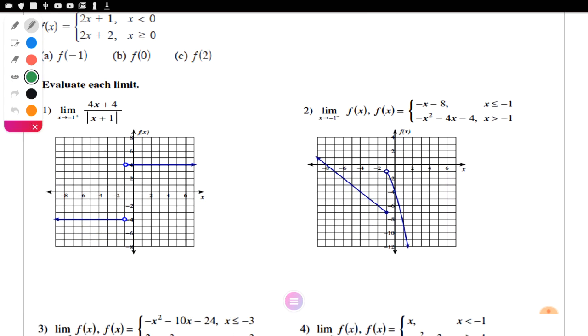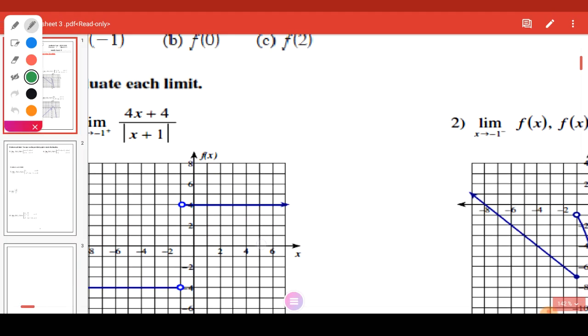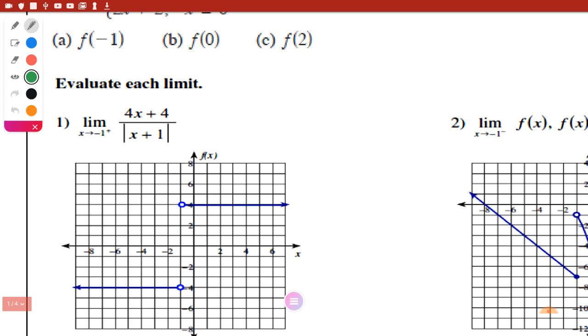Here, I'd like to enlarge this question to make you see well. Okay, here, evaluate each limit. Here I ask you to find limit. I have to read this one first. Limit the function for x plus 4 over absolute x plus 1 when x approaches -1 from right.